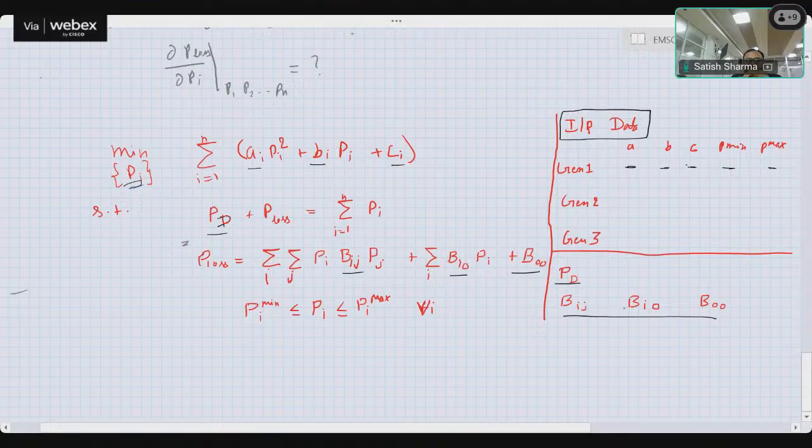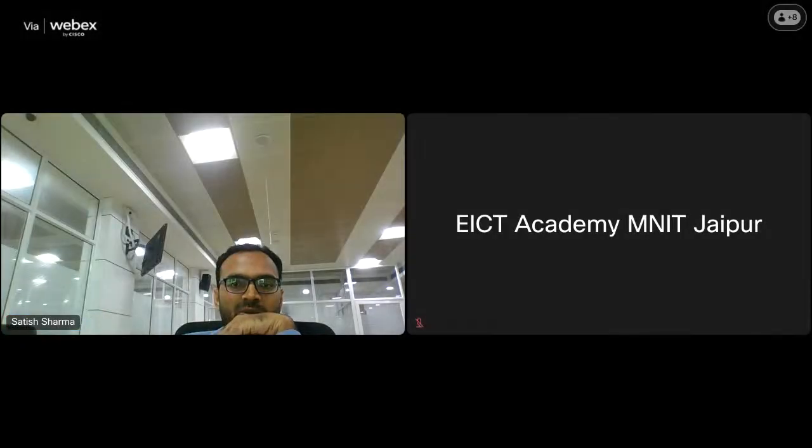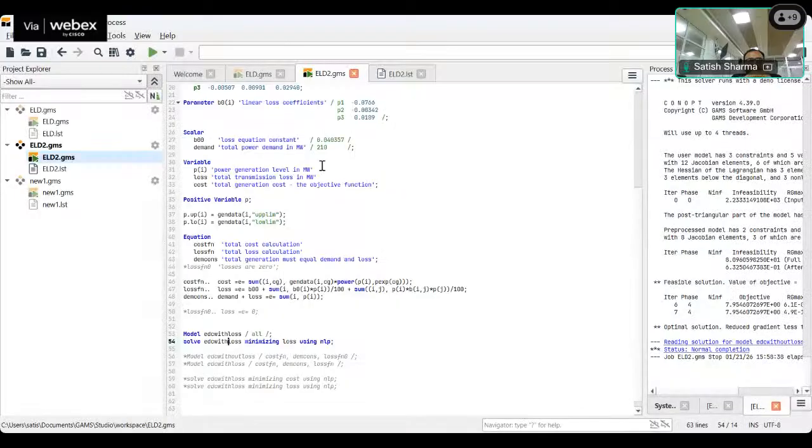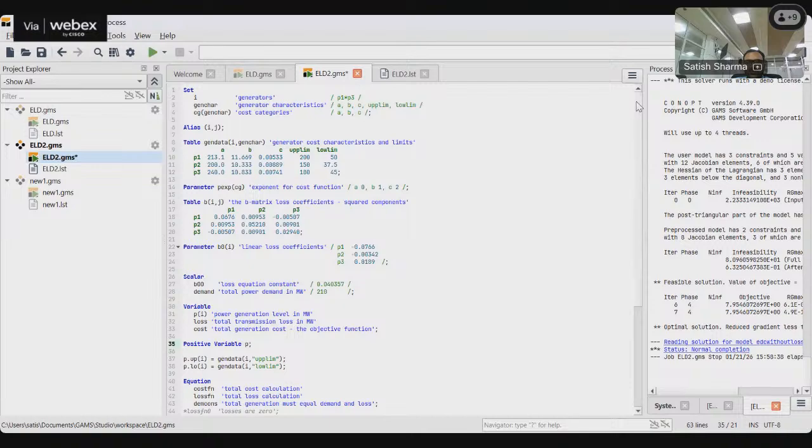Just to go and see how our program will look like in GAMS. So I have a certain GAMS code, and we can see here, let's see if I can zoom it out. Yes.